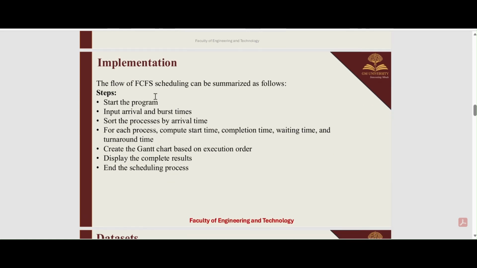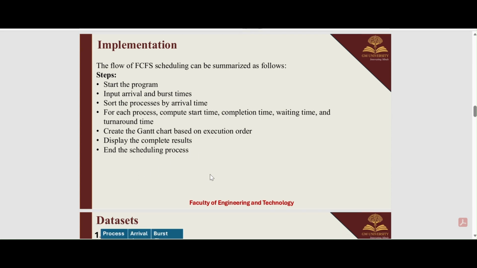Implementation. The flow of FCFS scheduling can be summarized as follows. Steps: start the program, input arrival and burst times, sort the processes by arrival time. For each process, compute the start time, completion time, waiting time and turnaround time. Create the Gantt chart based on the execution order, display the complete result and end the scheduling process.